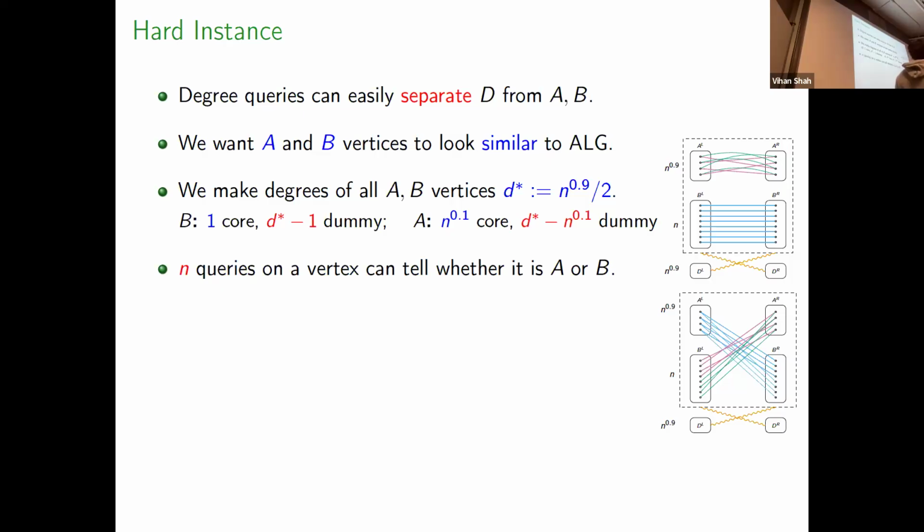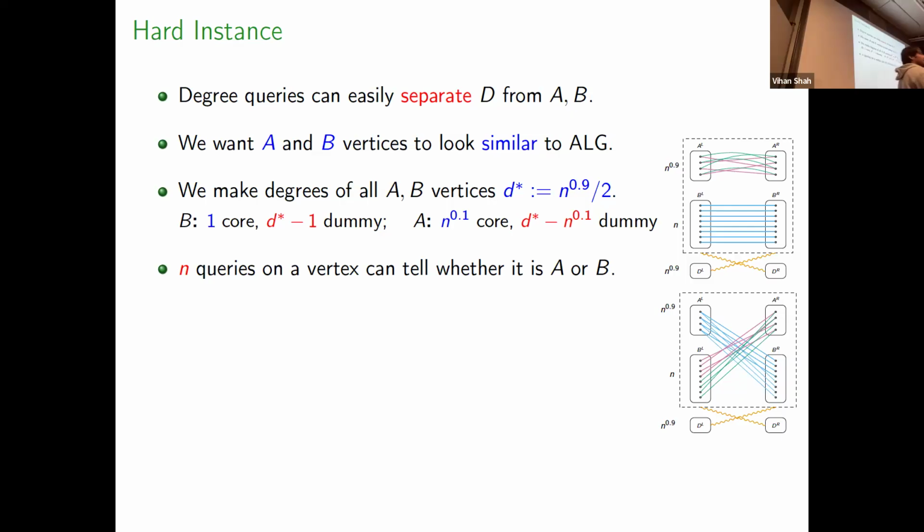The degrees are exactly the same. I'm setting D star to be the degree of all these vertices in A and B. So if you make degree queries, you always see n to the 0.9 by 2. But I'm saying if you make n queries on a vertex, I can still tell these guys apart.